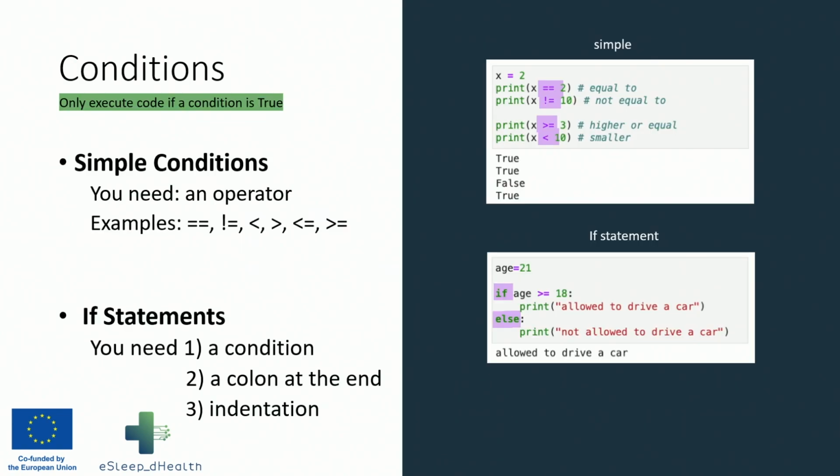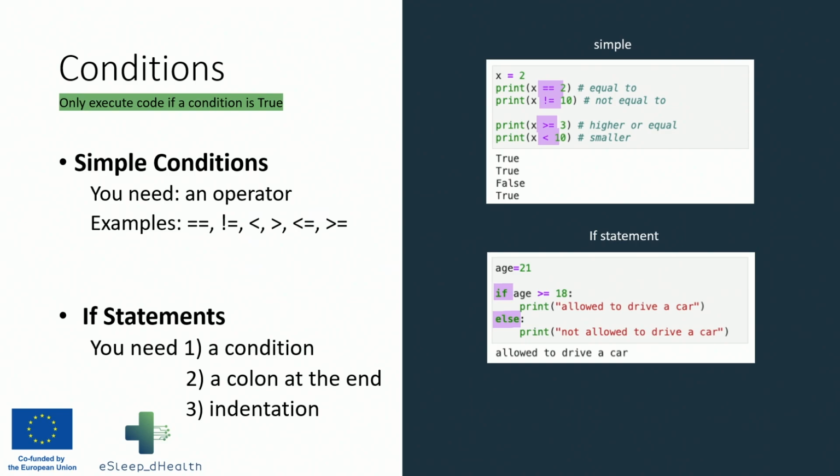Now we will talk about conditions. They are used to execute code only if a condition is true. So we first look at simple conditions. Here we only need an operator. So in the simple condition, we try to find out a truth value. And you can see in the screenshot on the right how the condition in the first line is x equals 2. And above we can see that, yes, we defined x to be 2. Therefore, the truth value of this condition will be true. I hope that makes sense.